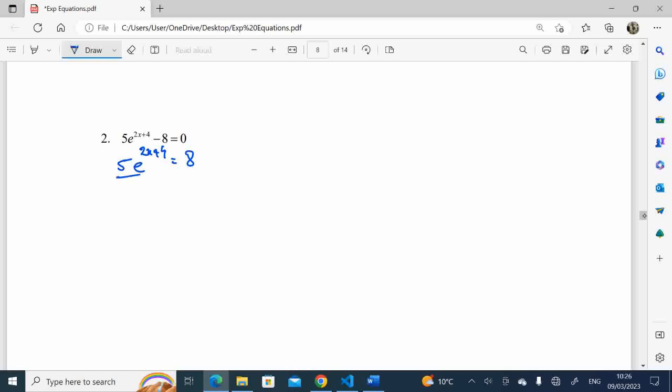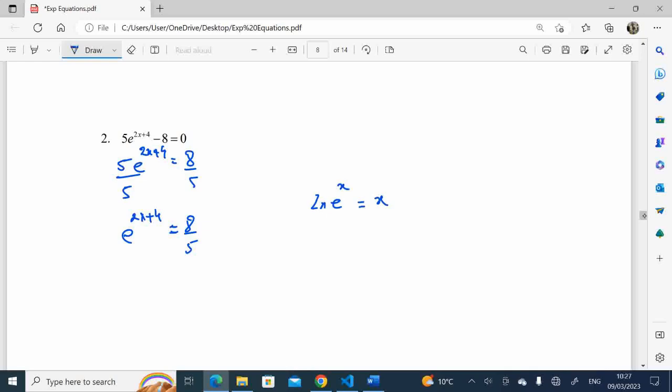I should divide by 5 both sides. We get e to the 2x plus 4 equal 8 over 5. So, how to find x in this case? In order to find x, we should also recall a property for exponential and logarithmic functions. The property says that ln e to the x is equal to x. So that's what we are going to apply here.